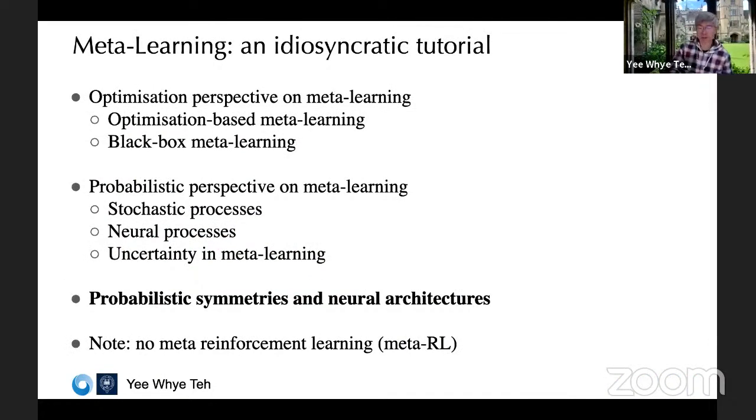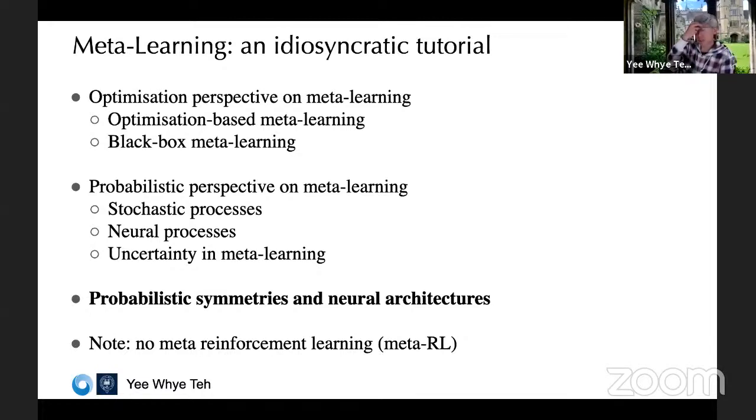Okay. So that's a few examples of why uncertainty is important in meta learning, and this probabilistic perspective on meta learning could be quite useful. So in the last bit of the talk, I'd like to spend a few minutes talking about this idea of probabilistic symmetries and neural architectures.